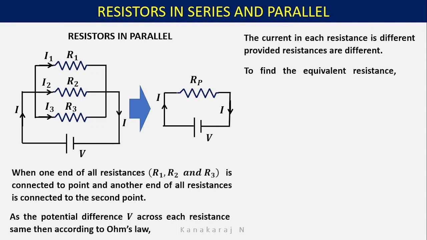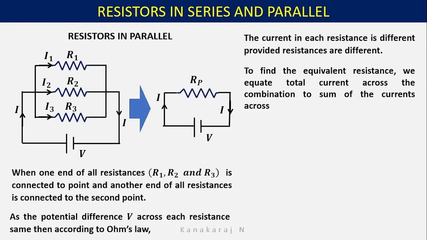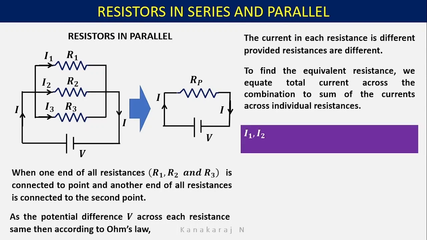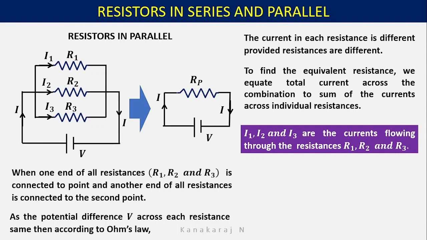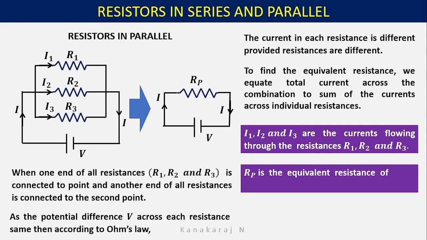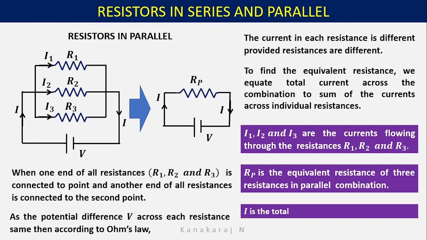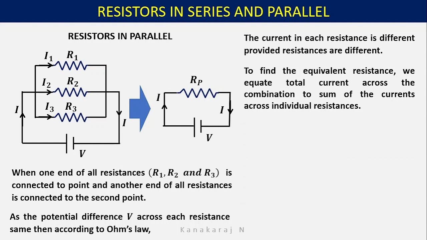To find the equivalent resistance, we equate total current across the combination to the sum of the currents across individual resistances. I1, I2 and I3 are the currents flowing through the resistances R1, R2 and R3. Please look at the diagram. Rp is the equivalent resistance of three resistances in parallel combination. I is the total current. So I can say that I equals I1 plus I2 plus I3.